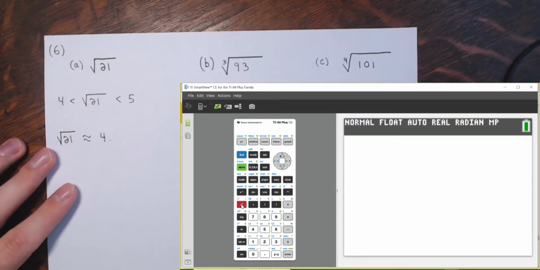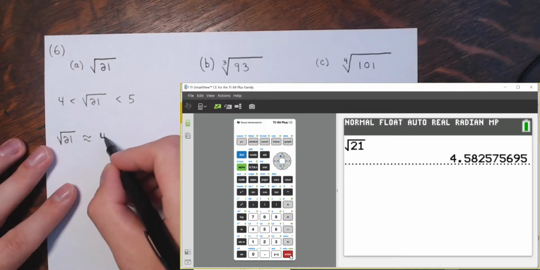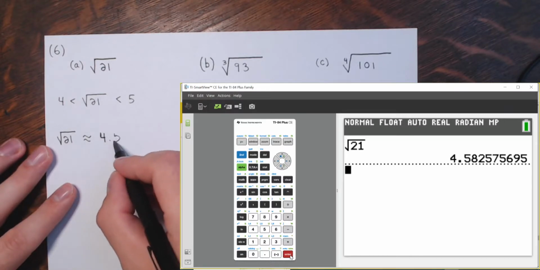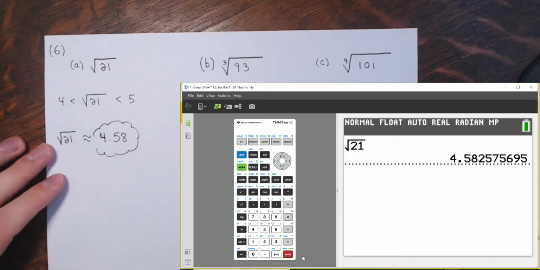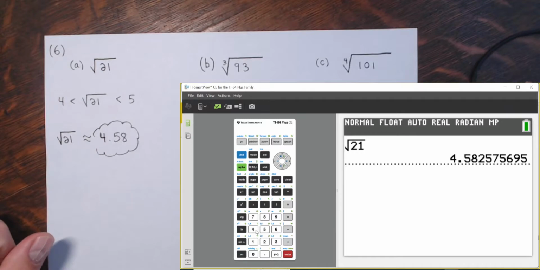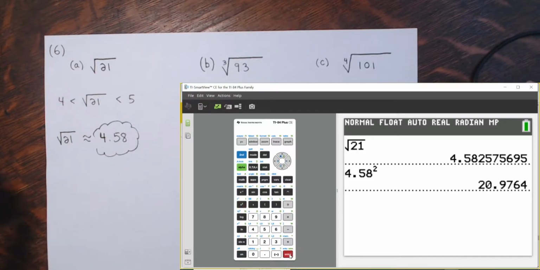So square root of 21. 4.58, right? And it would stay 58 because the next decimal is a 2. So approximately 4.58. And once again, if you want to test this out, see if that's a reasonable approximation, take 4.58, and this was a square root, so I'm going to square this and see if we get something close to 21. And look at that, that's very close to 21. Not exactly, because we rounded, but it is a reasonable estimate.